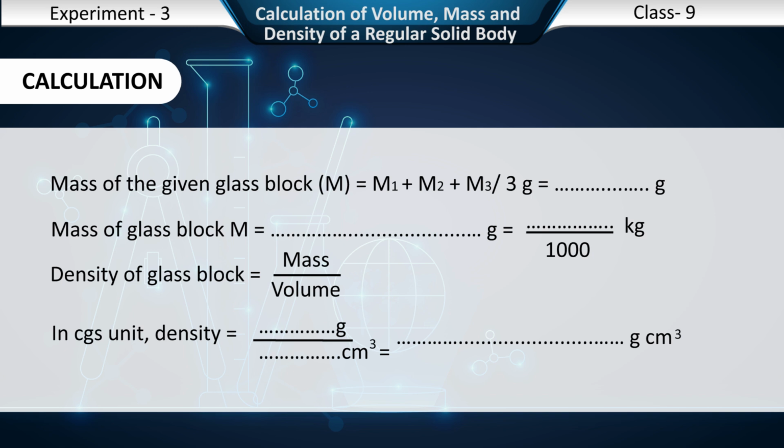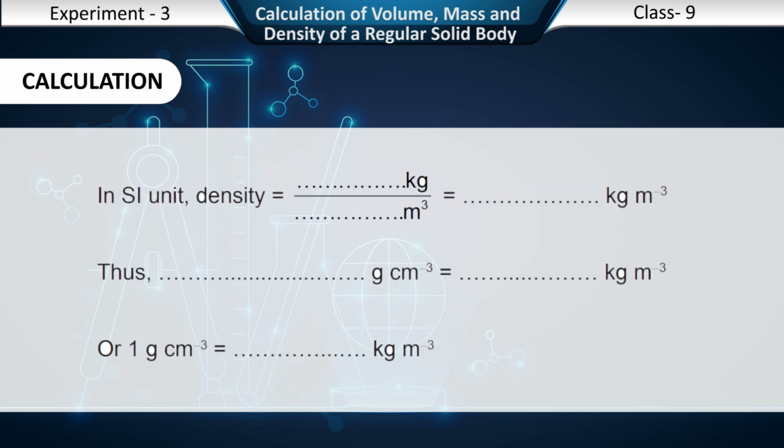to ___ gram. Mass of glass block M is equal to ___. Density of glass block is equal to mass upon volume. In CGS unit, density is equal to gram upon centimeter cube is equal to ___ gram centimeter⁻³. In SI unit, density is equal to kg upon meter cube is equal to ___ kg meter⁻³. Thus, ___ gram centimeter⁻³ is equal to ___ kg meter⁻³ or 1 g cm⁻³ is equal to ___ kg meter⁻³.